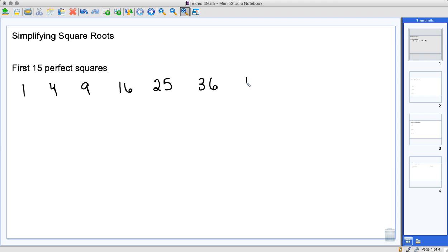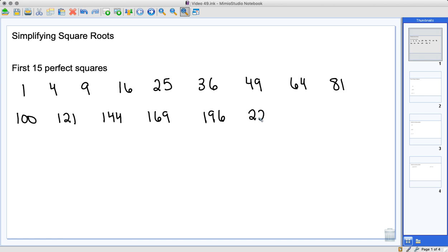6 squared is 36, 7 squared is 49, 8 squared, 9 squared, 10 squared, 11 squared, 12 squared, 13 squared, 14 squared, and 15 squared. Now, those keep going because you can find 16 squared and 17 and 18, and there's infinitely many perfect squares, because we can just keep going and going. Okay. So how we're going to use this is we're going to simplify square roots today.